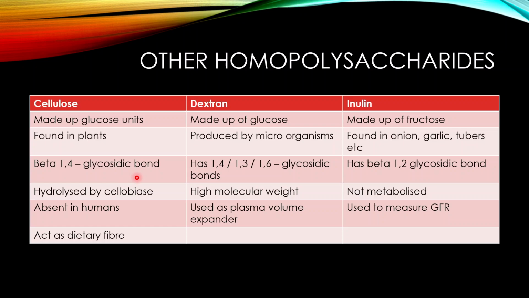Okay, so the enzyme which is required to digest this bond is called cellobiase, which is present in animals and not in us. Okay, so it is absent in humans. However, since we do not digest it, it becomes an undigested carbohydrate which forms the dietary fiber.